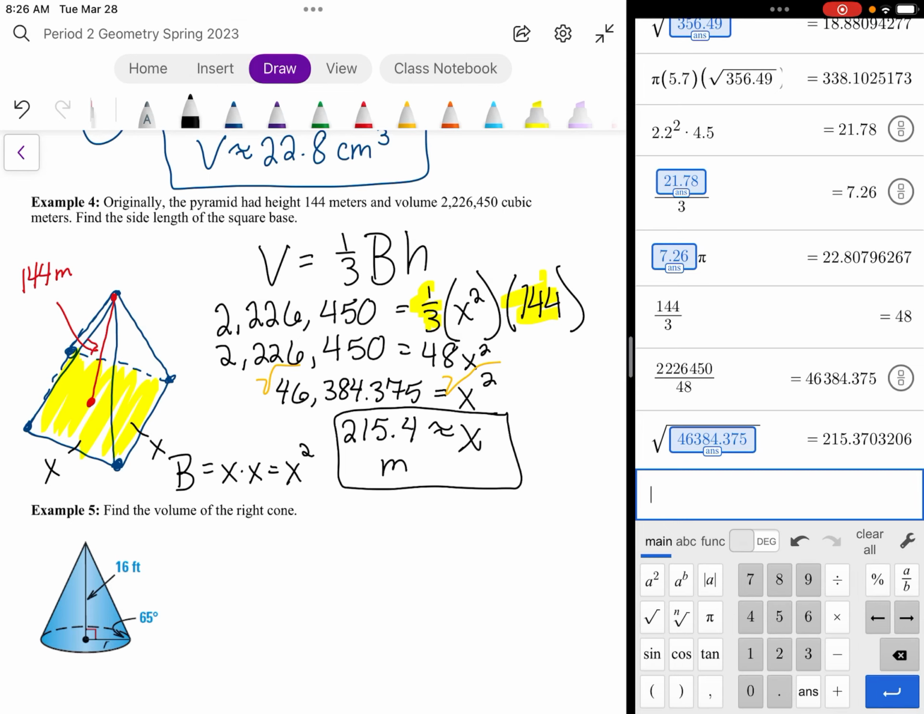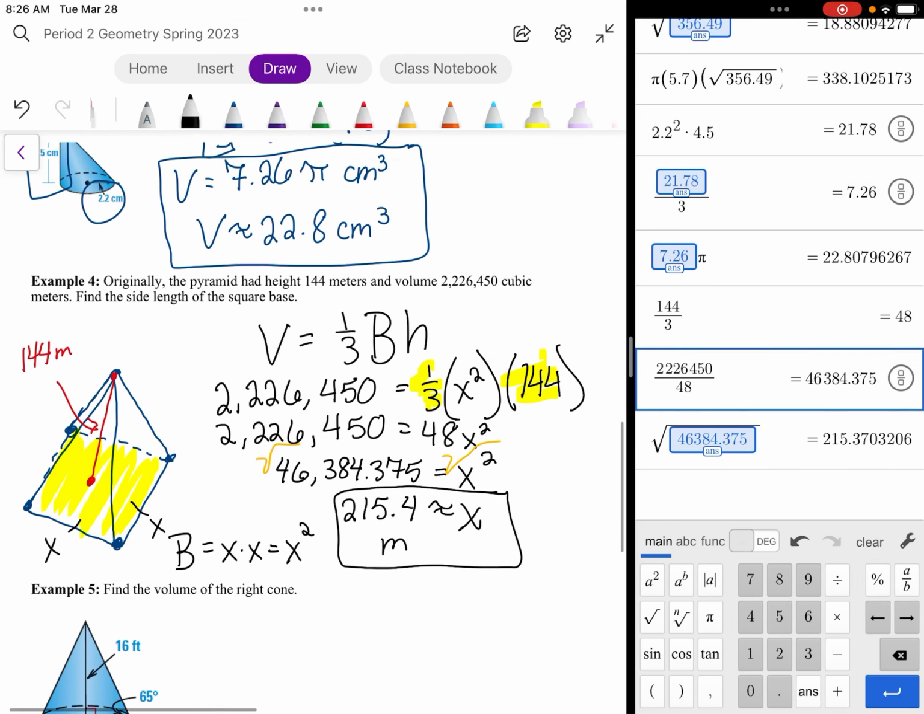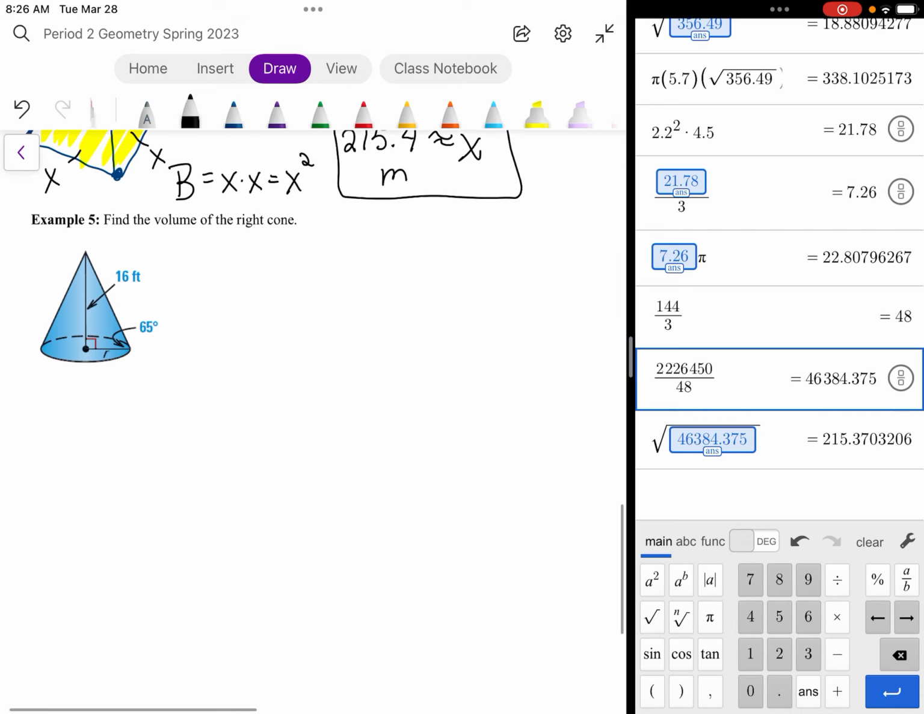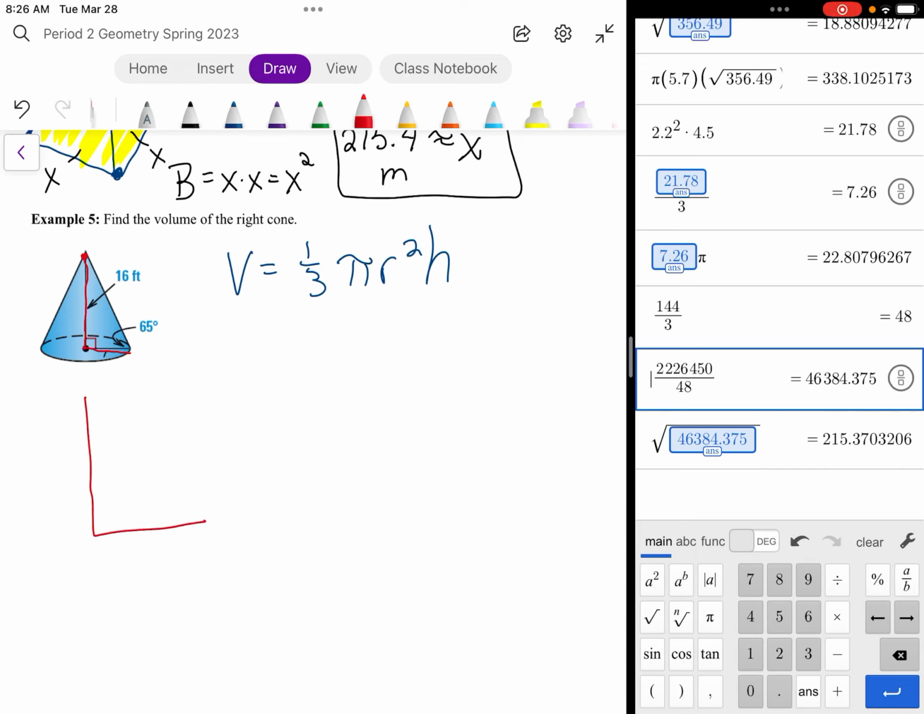Okay, the last example, we are going to need to use some trig in this one. They want us to find the volume of the cone. For volume, it's 1/3 pi r squared times the height. This one, they do not give us our radius, so we have to figure out what that is. The information they give us is a right triangle, which I'll draw off to the side, that has an angle of 65 degrees and a height of 16.